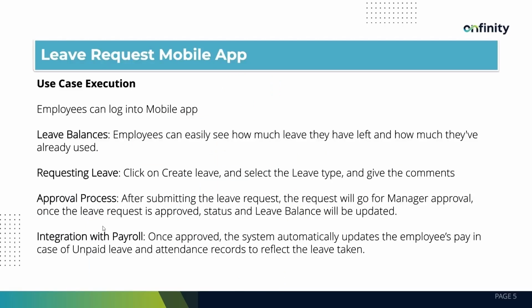On the execution side, the employee will follow these steps: log into the mobile app, check their remaining leave balance, and see how much they have already used. They will click on the Create Leave option, select the leave type from the drop-down, and enter comments. After submitting the leave request, it will go for manager approval. Once the leave request is approved, the status and leave balance will be updated. In the case of unpaid leave, the system will treat this leave as a loss of pay when HR processes payroll for that period. Now, let's run the same scenario from the mobile application.